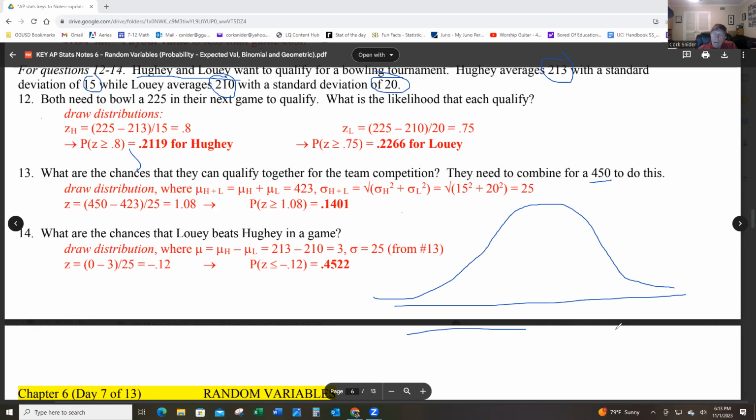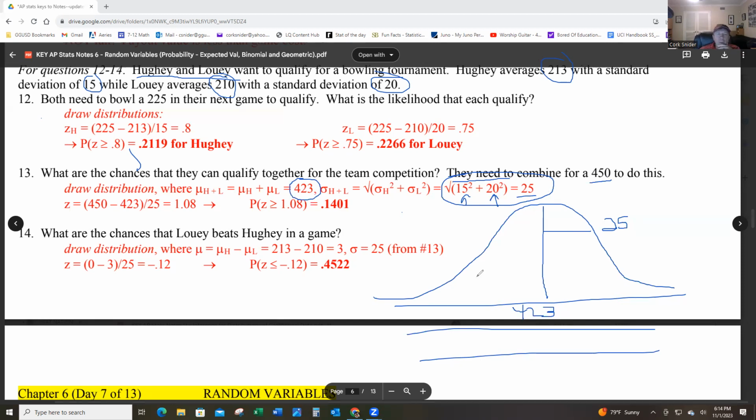So clearly combined, these guys will average combined 423. Now, how did I get that? I simply added 213 and 210. So 423 is their combined average. Their standard deviation is Pythagorean. That is right here. You take both standard deviations, you square them, you add them, and you re-square root them. This happens to be a 3, 4, 5 triangle. So the standard deviation combined is 25. Once you have that, it's just a regular problem.